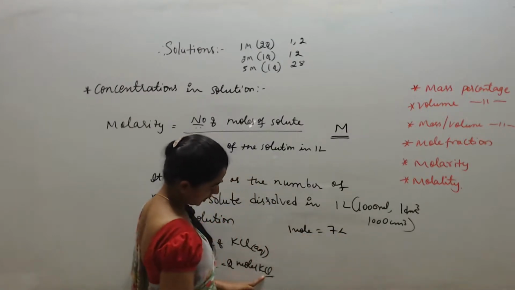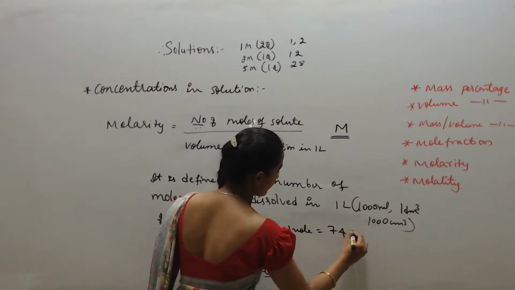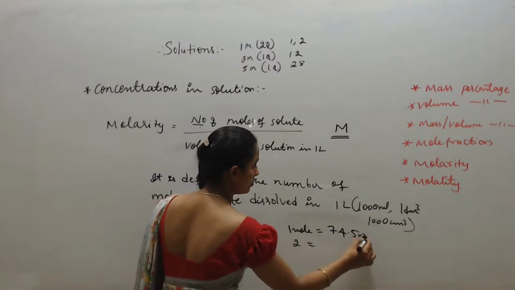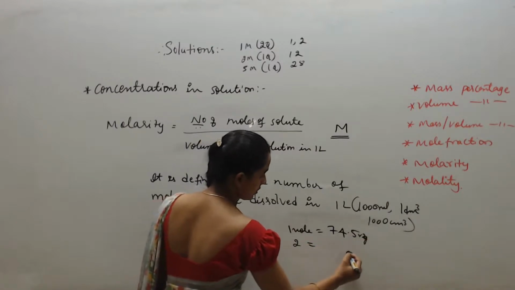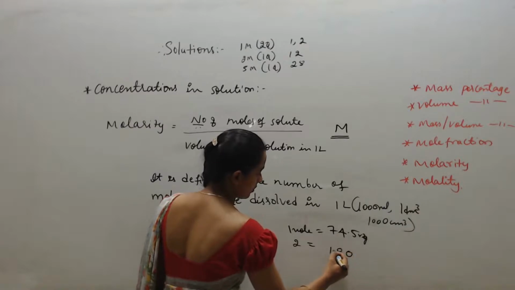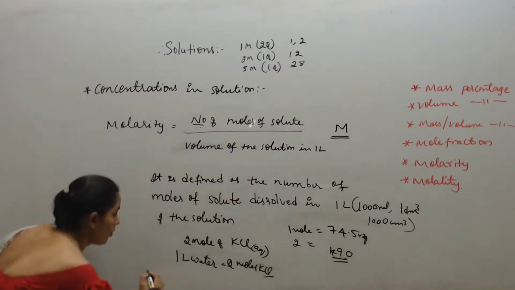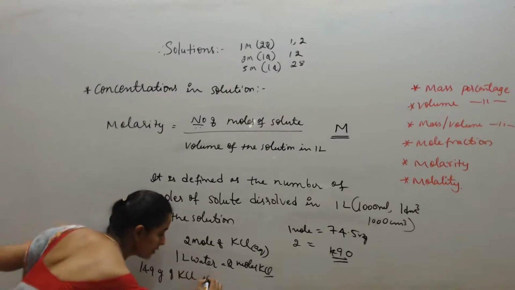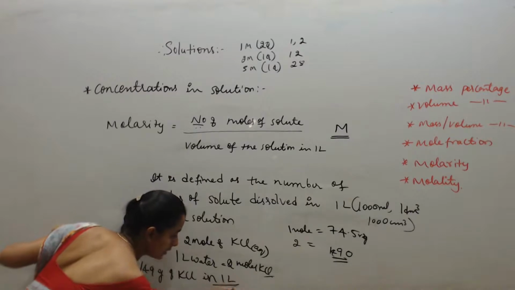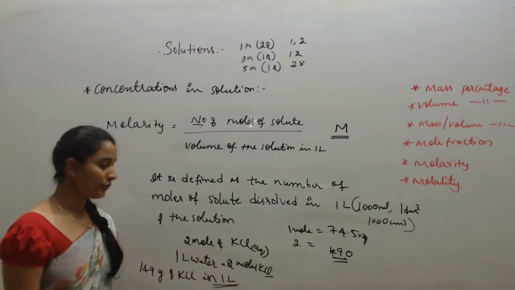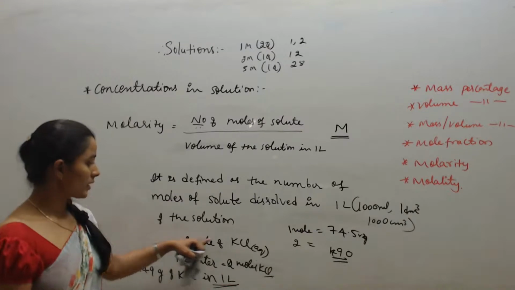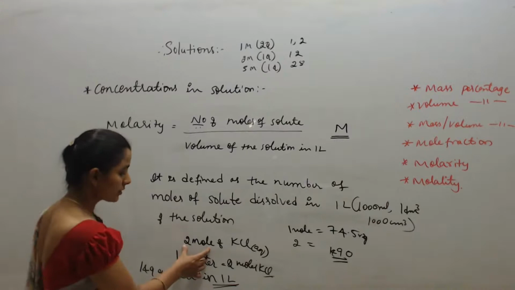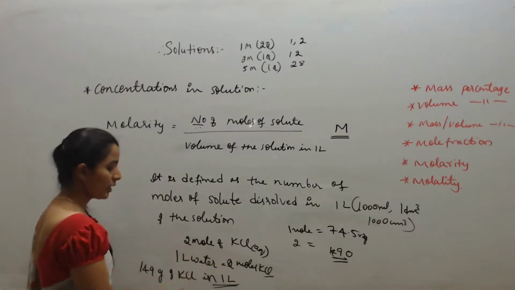739 plus 35.5 means 74.5 grams. So 2 moles means 2 into 74.5, that is we will get 149 grams. So if 149 gram of KCl is dissolved in 1 liter, that gives 2 moles of this KCl solution. This is called what?